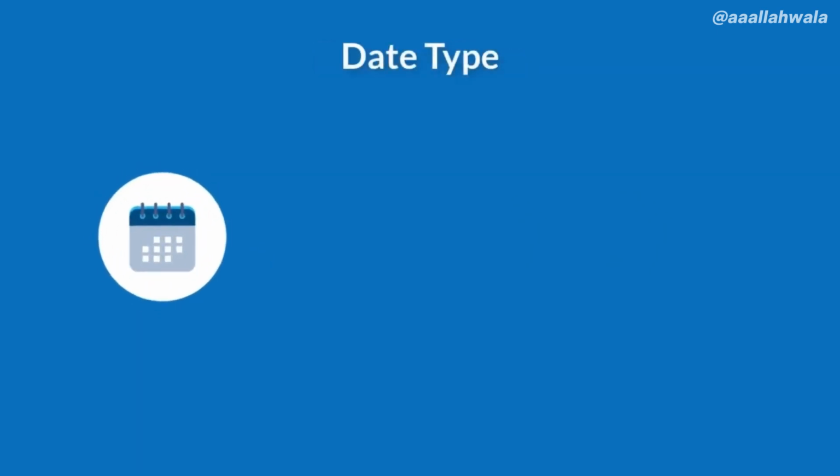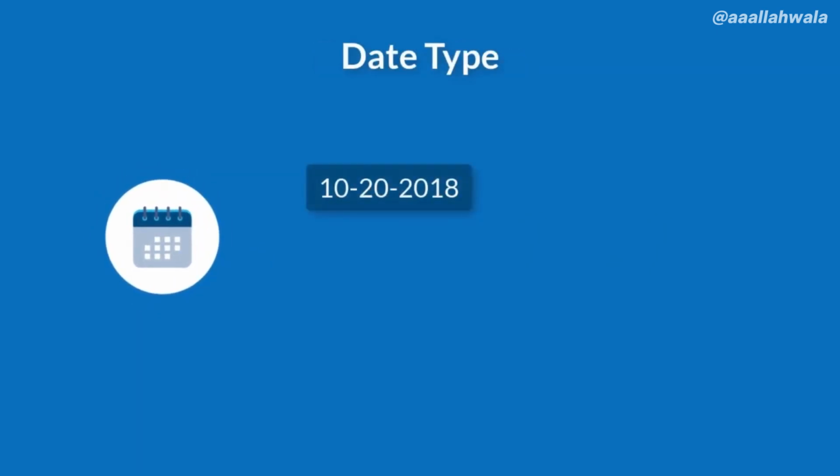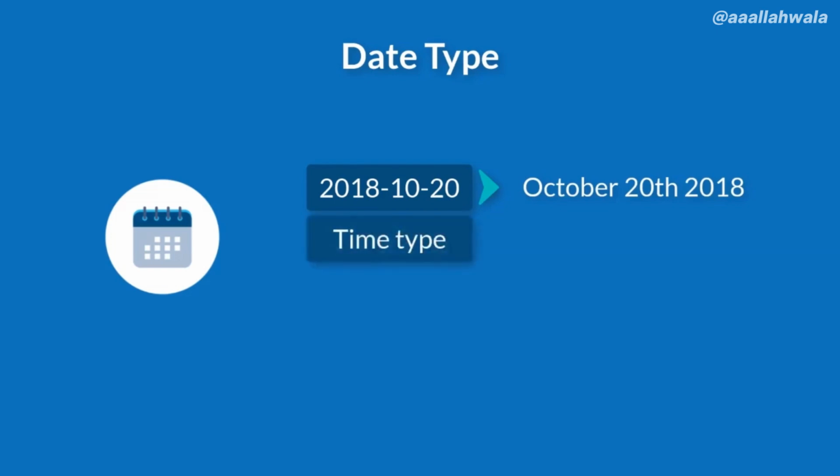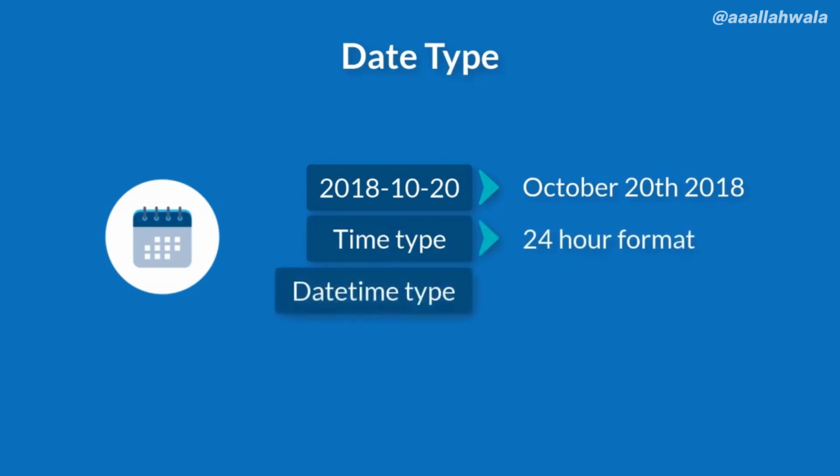Moving on, we'll look at dates. Dates are very common in business data, and most databases will have a date type. Generally, dates in a database are stored in the internationally recognized format of year, month, day. For example, 2018-10-20 would represent October 20th, 2018. Databases may also have a time data type, which stores time data. This is generally stored in the 24-hour format. You can also have date-time data, which stores both a date and a time.